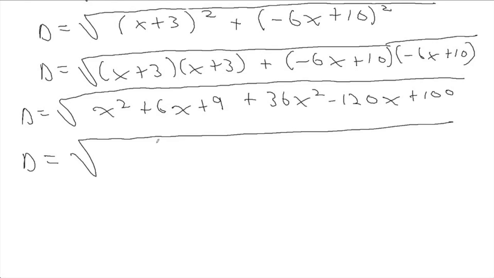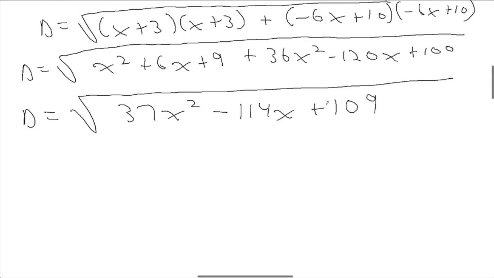Now we can combine all of our like terms, and we'll have 37x squared minus 114x plus 109. Okay, I hope you haven't made any mistakes. Those are some kind of unusual looking numbers, but hopefully we're on the right track here. Okay, so very good. All right, now this is about as simple as we can get.